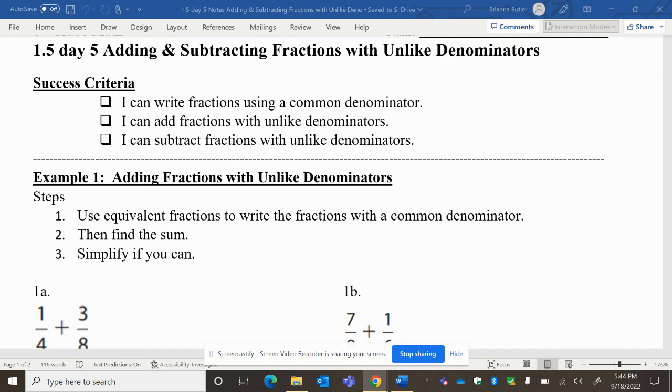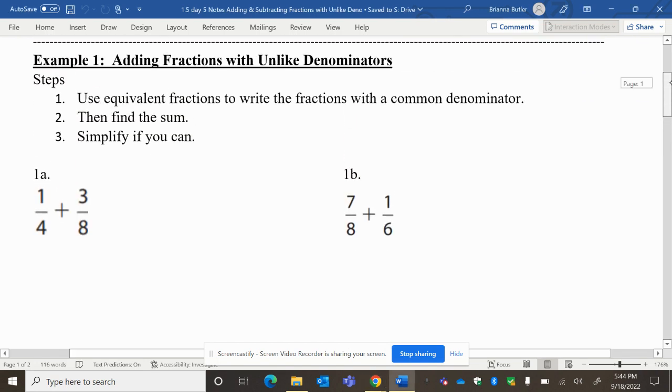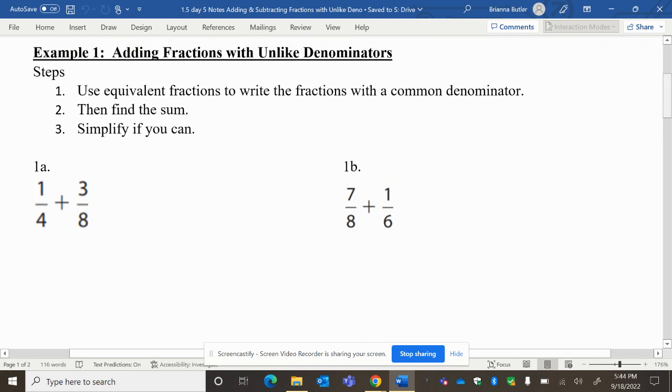So you're going to see the success criteria up here at the top, like always, with the abbreviated lessons here. There's nothing at the bottom, but go ahead and use that success criteria at the top to reference what you do and do not need to work on.